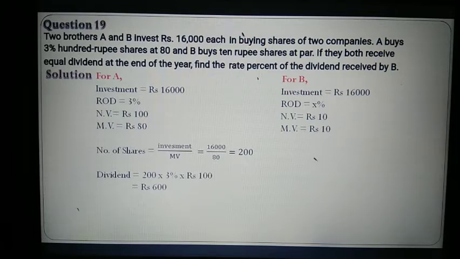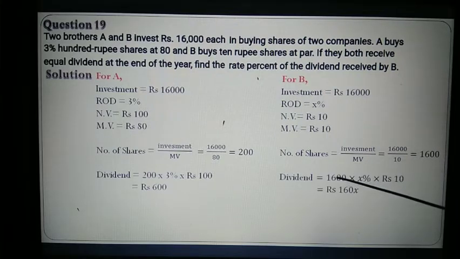So my dividend is going to be number of shares into rate of dividend into nominal value, which turns out to be 600. So for A, dividend is rupees 600. Now similarly, we are going to calculate dividend for B. Number of shares, again it is investment by MV, so investment is 16,000 and MV is rupees 10, so this is 1600 number of shares. So my dividend will be 1600 into rate of dividend, that is X%, into nominal value, which is 10. When you simplify this, you will get rupees 160x.